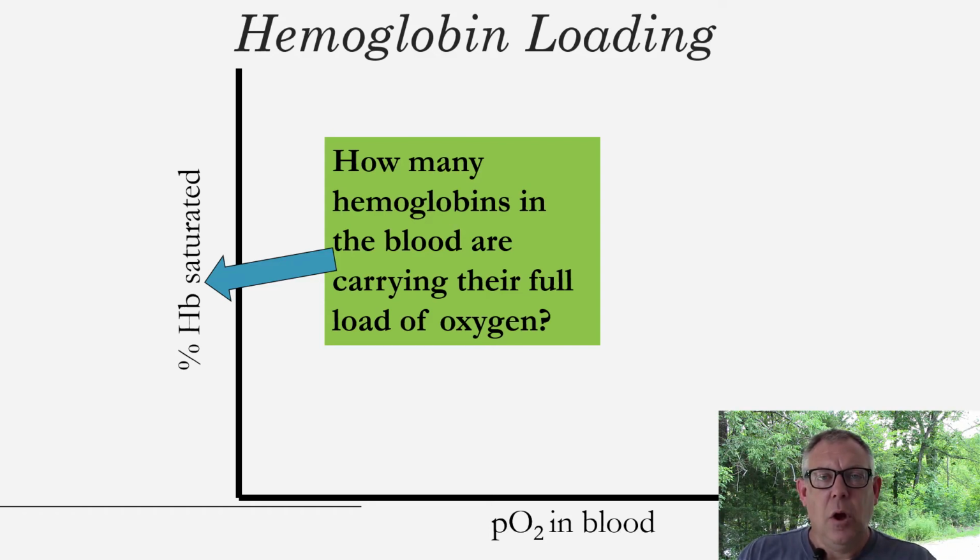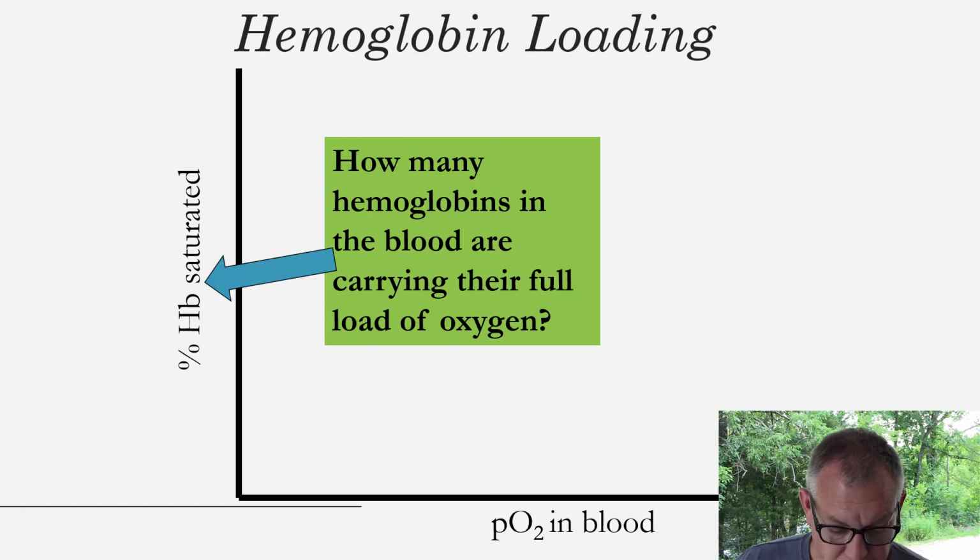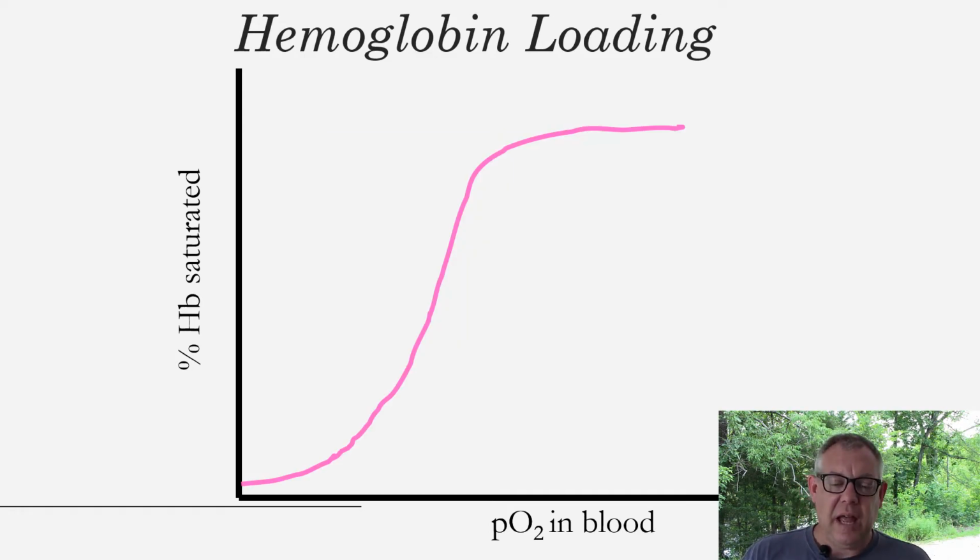On the x-axis, we're graphing the partial pressure of oxygen in the blood. Basically, how much oxygen is in the blood. So we're looking at, as oxygen increases in the blood, how does that affect how much oxygen is being carried by hemoglobins? And when you do that, you get a classic S-curve. When oxygen is low, down near the origin, the percent of hemoglobins that are saturated is also low. There's no oxygen. How can hemoglobins be saturated, right? As oxygen increases in the blood, you start to see more and more of your hemoglobins are saturated.